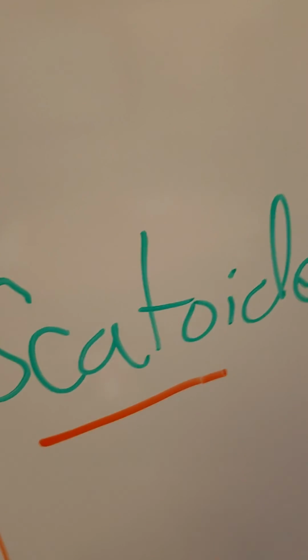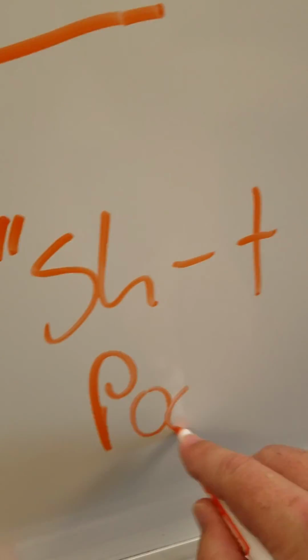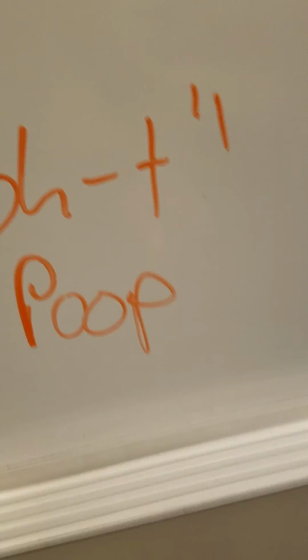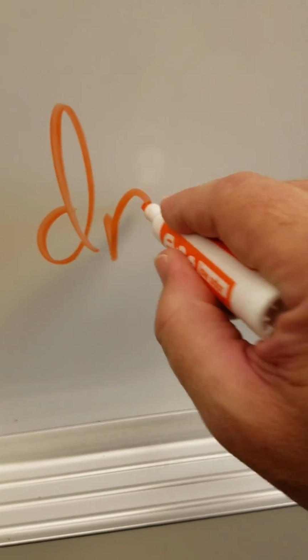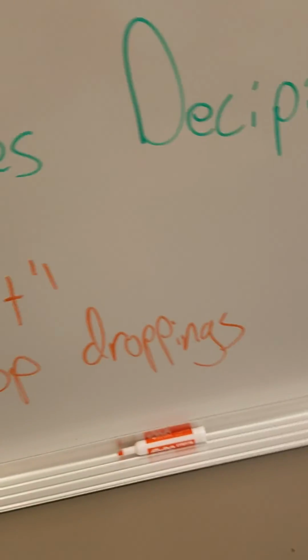Do you see how that word is in here? Scat. So, scatoides is basically a kind way of saying, well, to be fair to those who are offended by that type of humor, we'll just call it droppings, okay?